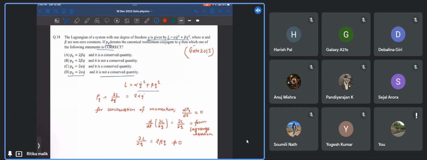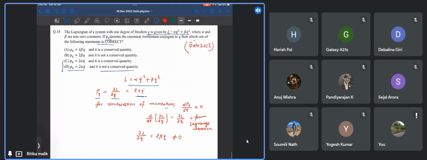So the Lagrangian is given, and PQ is given by del L by del Q dot. So this is your momentum, 2 alpha Q dot. So only these two options. For conservation of momentum, you have to just differentiate your momentum with respect to time t. If it is zero, then the system is conserved. If it is not zero, then it is not conserved.